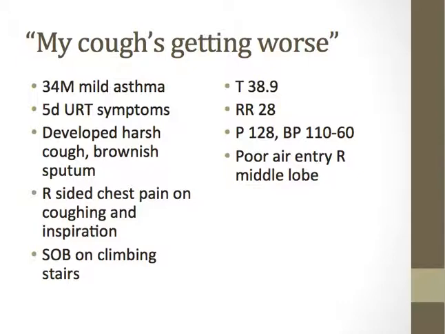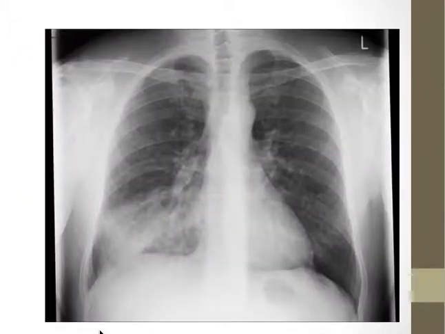GP sends him off for a chest x-ray, and this is what we see. Here you go. I hope this one is obvious enough for you. What you have is a fairly normal looking left lung, but here in the right lung you can see you've got the wedge shape of consolidation in the right middle lobe. He's got a right middle lobe pneumonia.